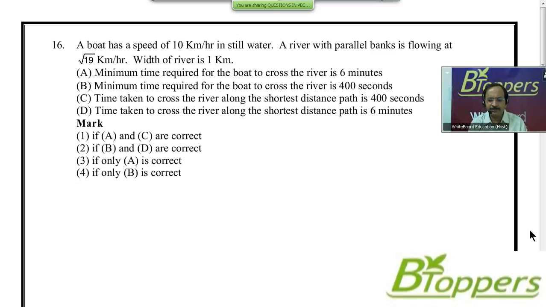Come on, try this question yourself. That means you have to find the time taken by the boat to cross the river along the shortest distance path, and you also have to find the minimum time required to cross the river. That means it's a combination of two special cases which I have discussed previously. Come on, try it yourself.